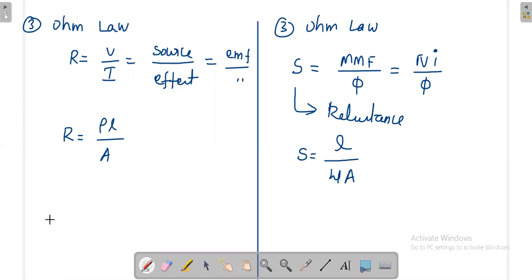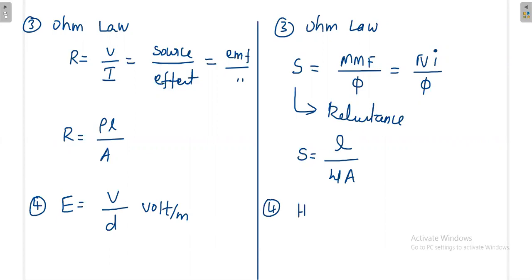Now, what is the other formula we have here? The fourth one is electric field, which is voltage divided by distance. Electric field means volt per meter. Similarly here, magnetic field intensity H is equal to MMF, magnetomotive force, divided by length, that is Ni divided by L. So the unit is ampere turn per meter.